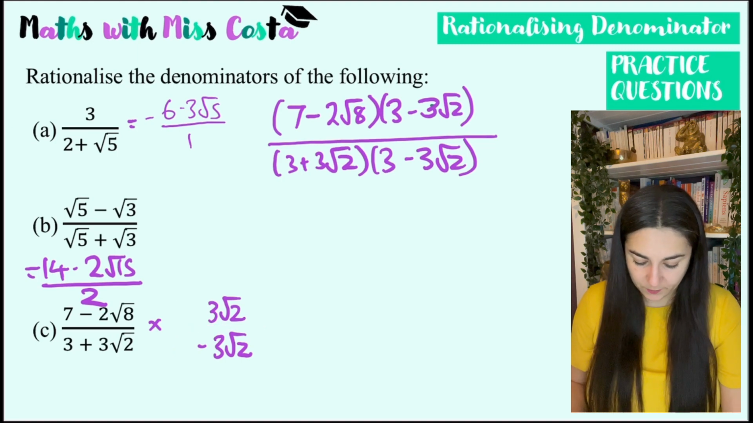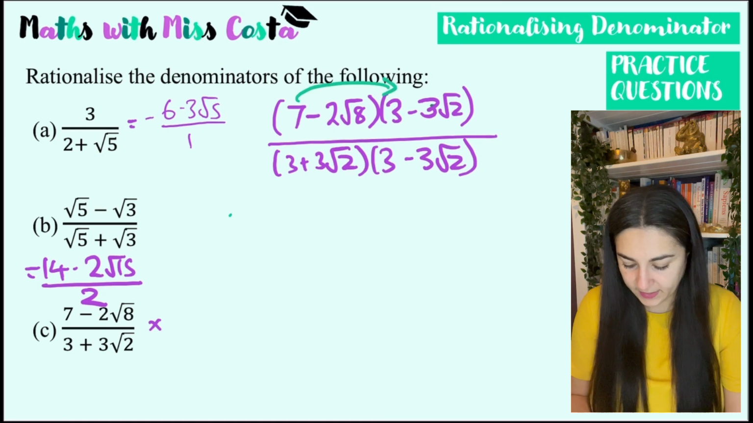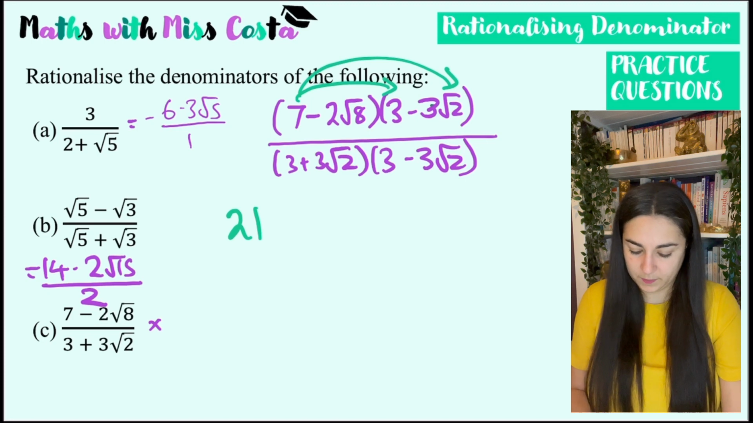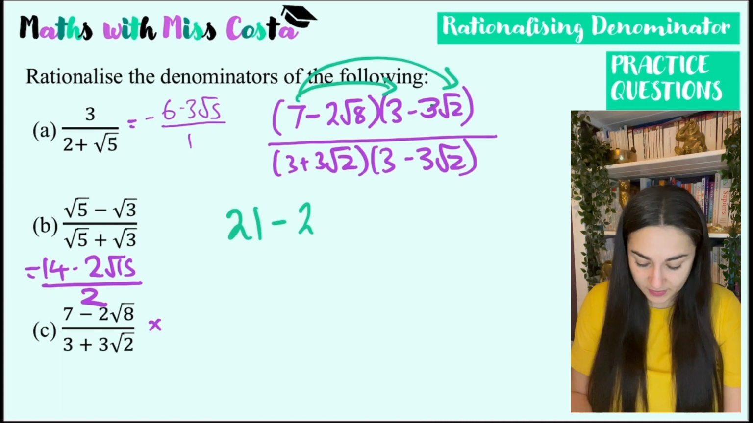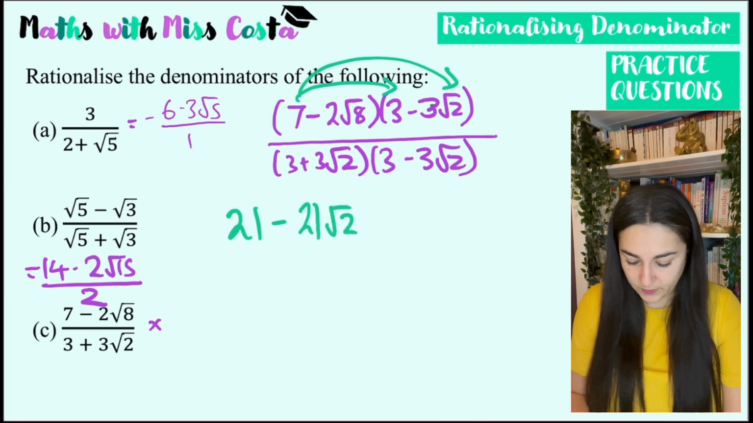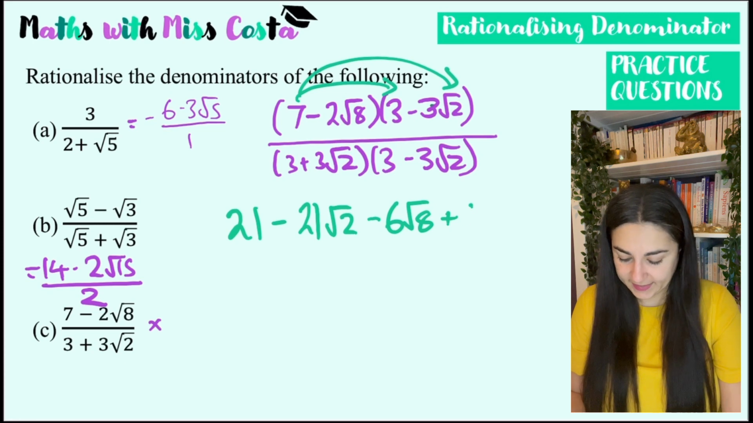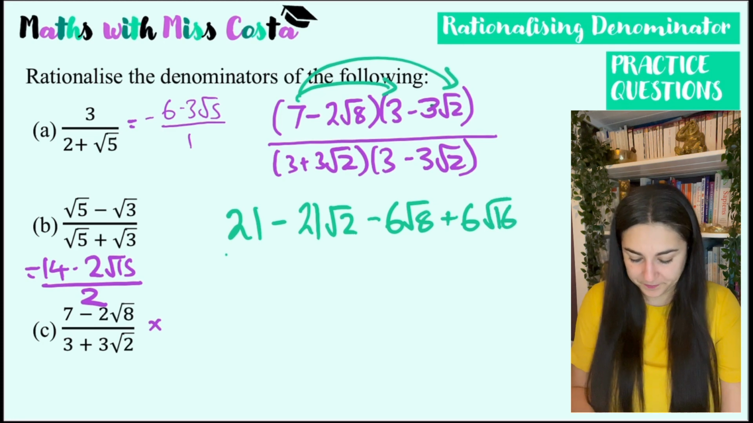Okay, so let's do it one step at a time. So let's do the numerator. We've got 7 times 3 would be 21. 7 times by 3 root 2 would be negative 21 root 2. Then we've got negative 6 root 8. And then we've got plus 2 times 3 is 6. And root 8 times root 2 is going to be root 16. So we'll deal with simplifying that in a bit.